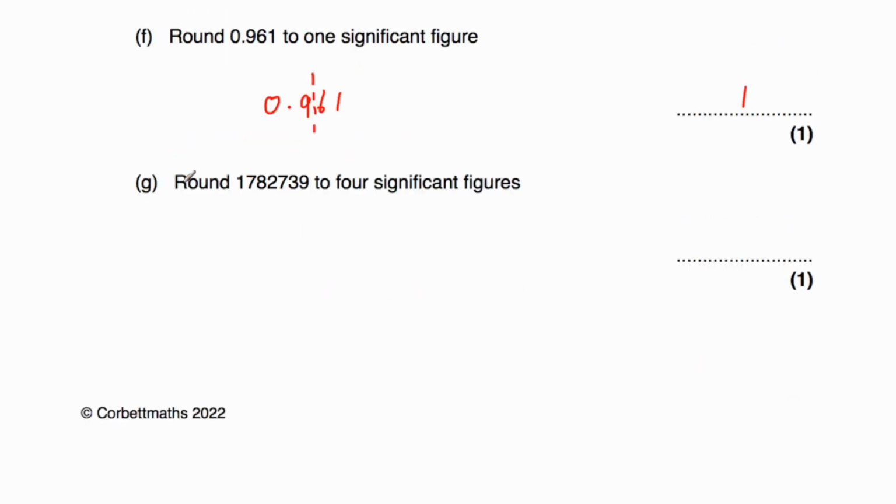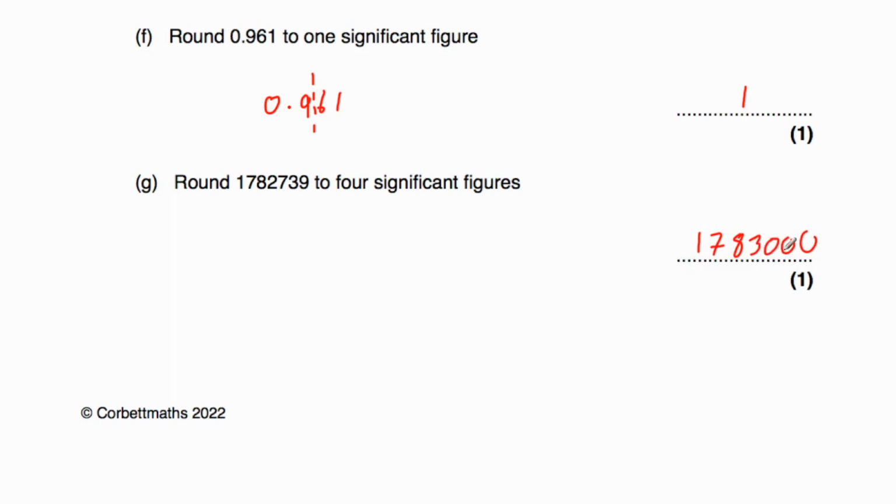And our last part, part G, we've been asked to round 1,782,739 to four significant figures. So it means we want 4 digits followed by zeros. So we've got 1, 7, 8, and then we're either going to have 2 or 3. So our choices will either be 1,782,000 or 1,783,000. Because we can see it's 700, it's going to be closer to 1,783,000.